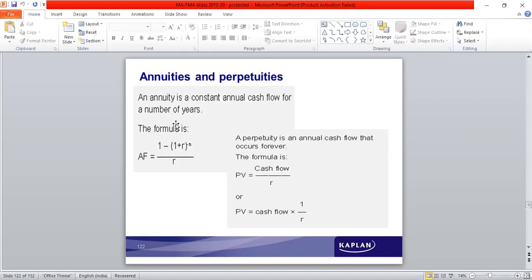The formula is 1 minus 1 plus r whole to the power of n, divided by r, multiplied by the cash flow. Otherwise it should be 1 by 1 plus k whole to the power of n, as when I was explaining how the discounting factor is recorded. But in the case of perpetuity, the cash flow would be divided by r. Just remember that.